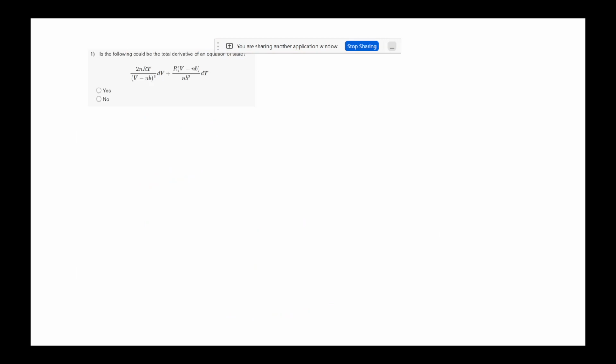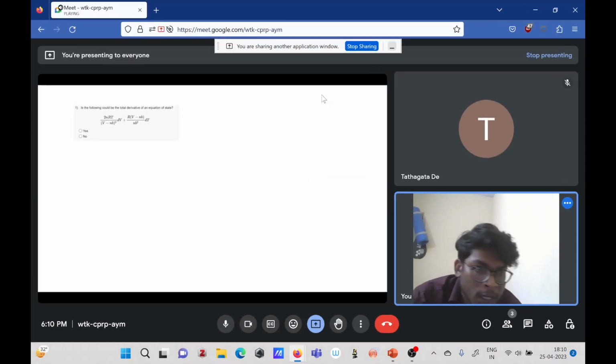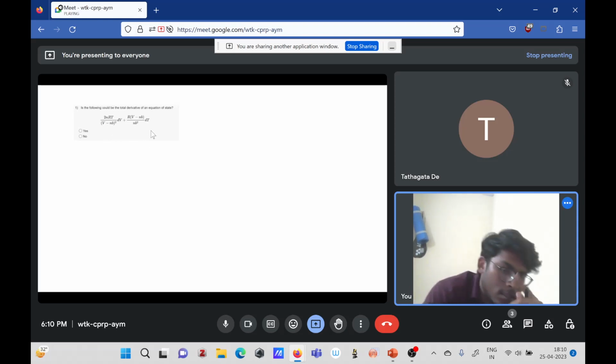Okay, so let's just start by starting this problem. So these problems are very easy. You have to do it very quickly. I have just flashed it. So this problem says, is the following could be the total derivative of an equation of state, and it is given by this: 2nRT by (v minus nb) squared dv plus r. So Totagato, just tell me, is it correct or not?